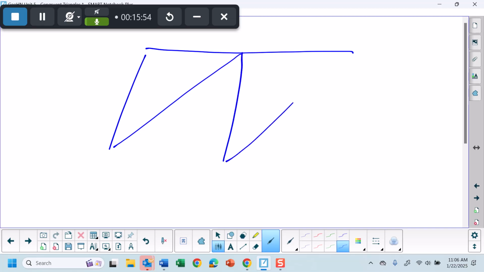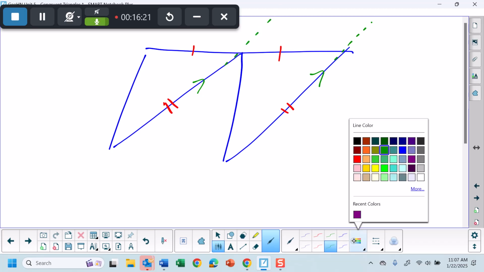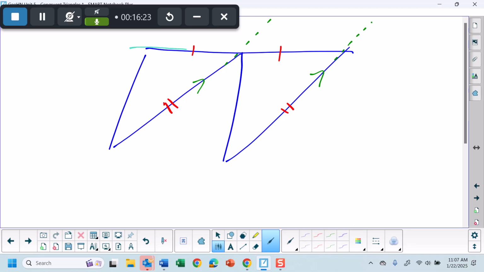That, and that, and that. And then we're given CE and FG are parallel. So we're given these are congruent, and we're given these are congruent. But when we're told that these two lines are parallel, what I want you to see is that here is a transversal. And that transversal is going to create two corresponding angles that are congruent.